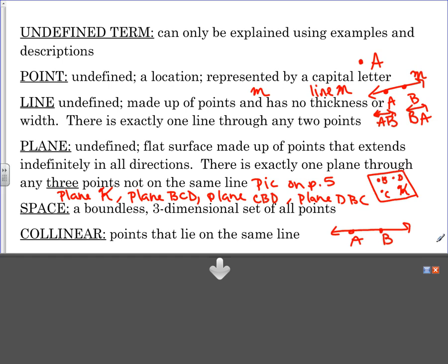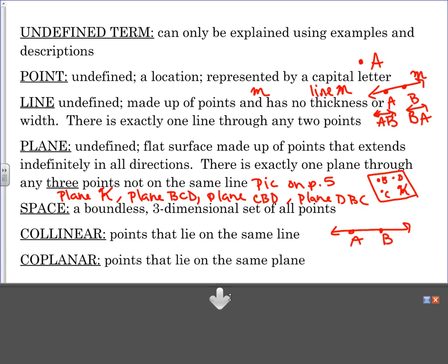So what do you think non-collinear would mean? Not on the same line, right? So just like that, coplanar is points that lie on the same plane. Non-coplanar would be points that do not lie on the same plane.